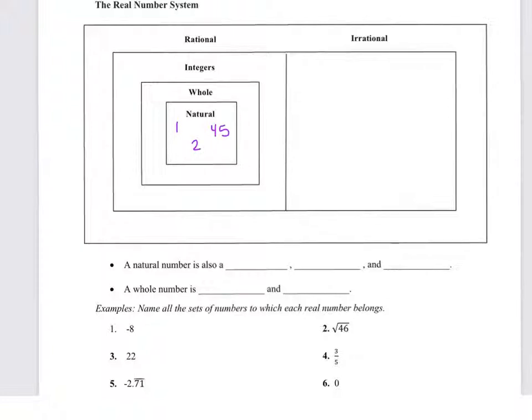So the word whole in it, remember, we said has the number 0 in it. So 0 is a whole number, 1 is a whole number, 2 is a whole number. You can say 100 is a whole number, and something like 8,000 is a whole number. These are all examples of a whole number. Our next category is integers.